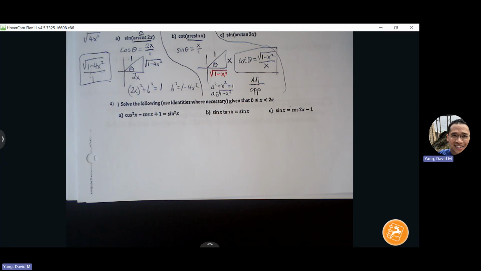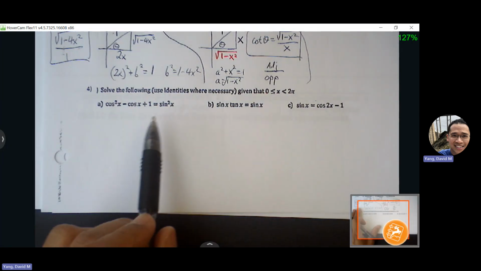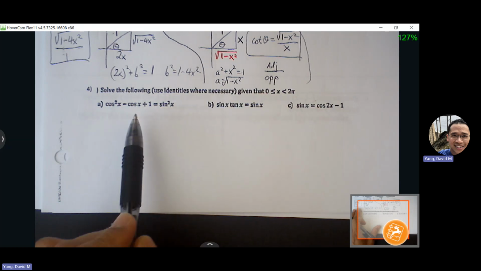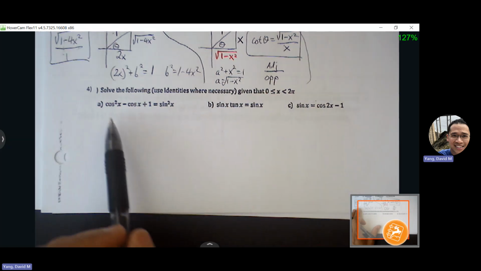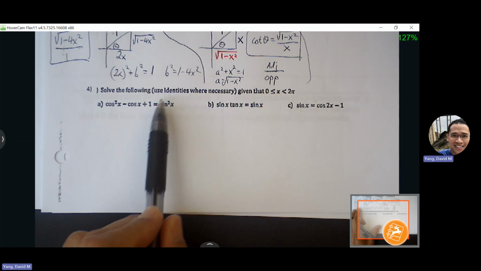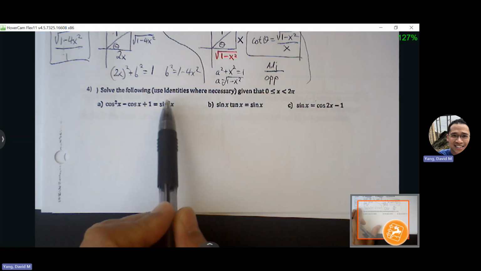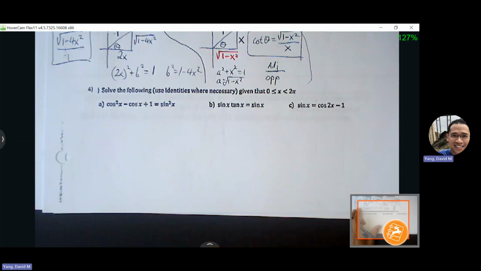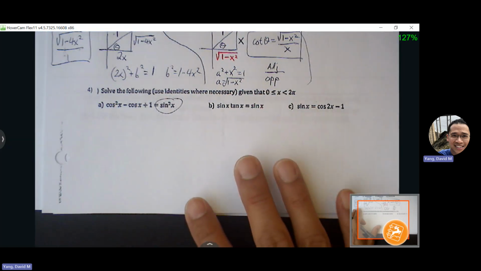Cosine squared x minus cosine x plus 1 equals sine squared x. It's a lot easier to solve a trig equation if I can get everything down to one trig function, either cosine or sine. So it looks like it's easiest to get the sine squared in terms of cosine. There's cosine squared and cosine x, so I think it's easier just to find the one thing that we can replace. So we think it's going to be easier to get that sine squared in terms of cosine.